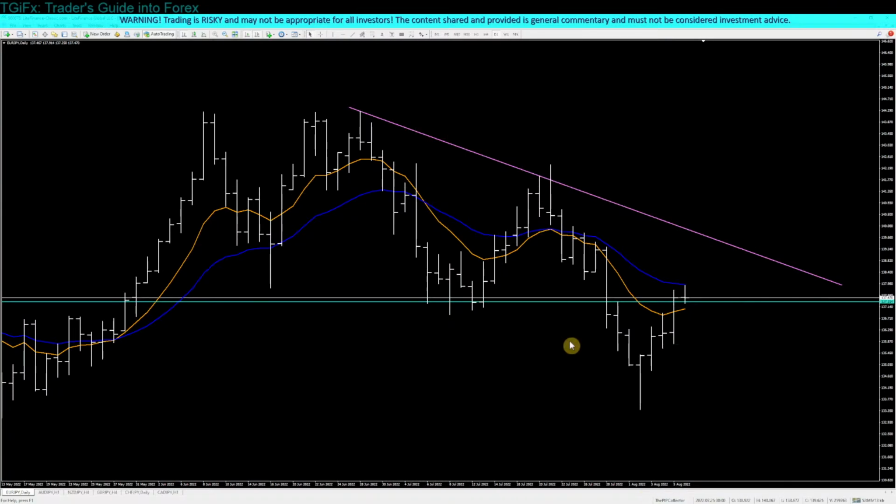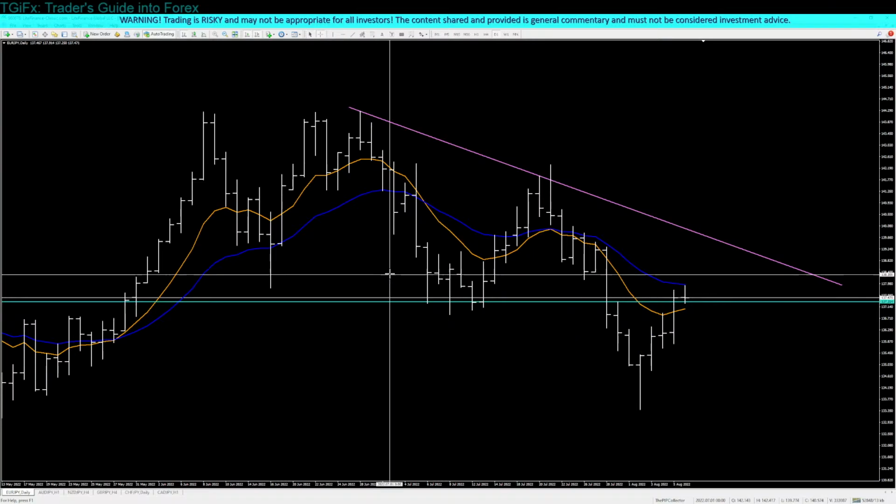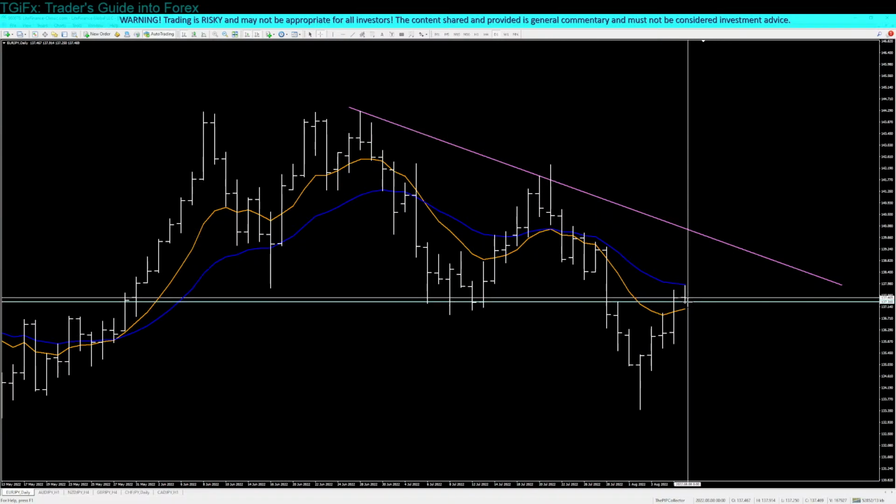Euro USD, Euro JPY, we're now on the yen pairs. Okay, the downtrend is still in. Price is now touching 137.13.